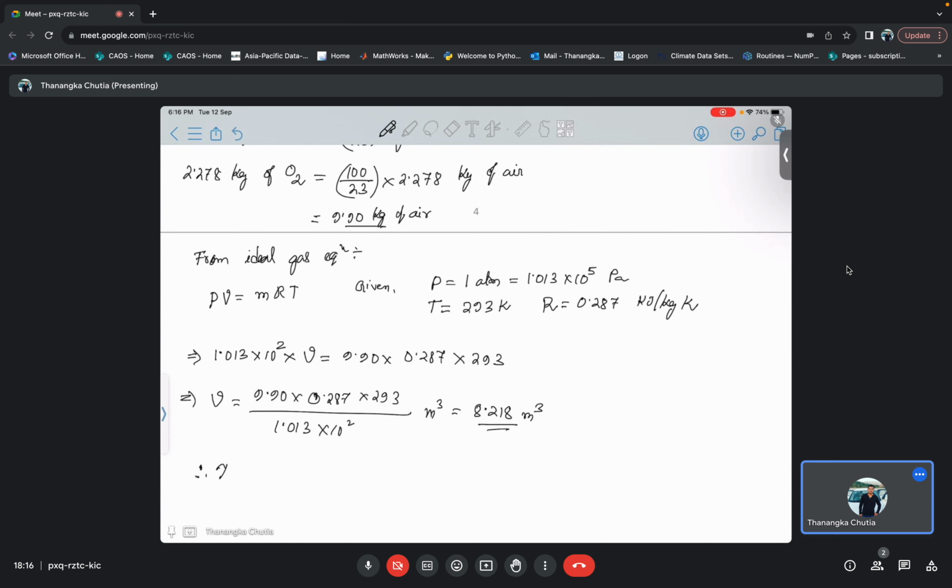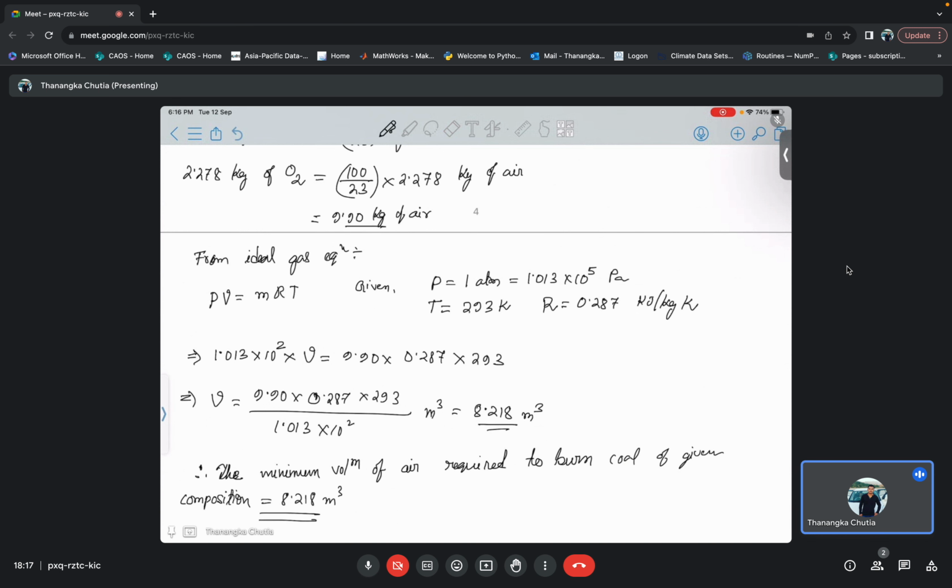So therefore the minimum volume of air required to burn coal of given composition is equal to 8.218 meter cube. It is not actually 1 kg, you can take any amount of coal in kg, because we are expressing it only in terms of percentage.